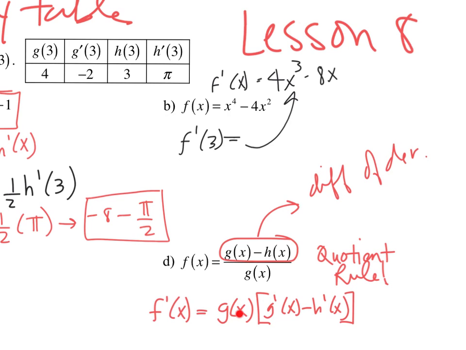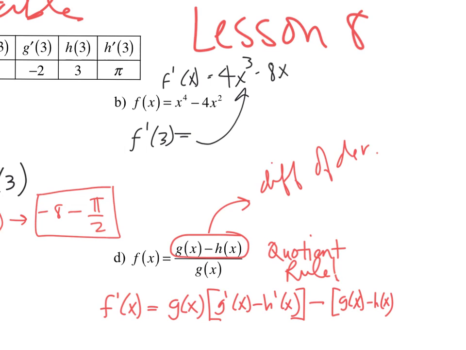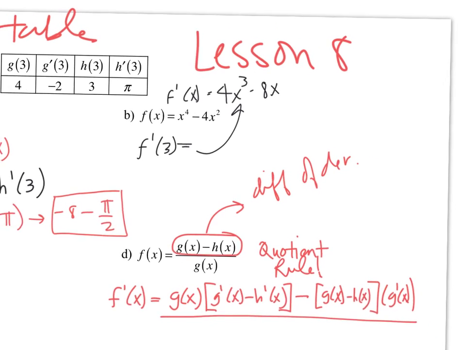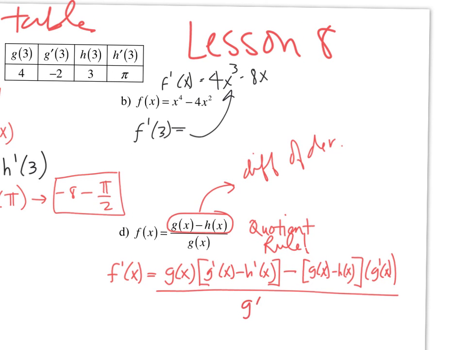So there's low d high minus high d low all over low squared. So let's double check. Low d high, g prime of x minus h prime of x, minus high d low all over low squared.